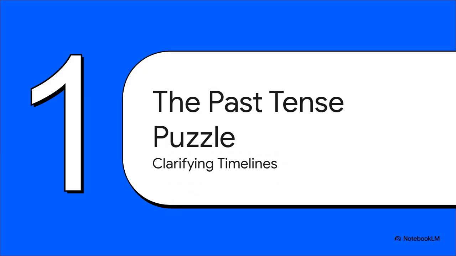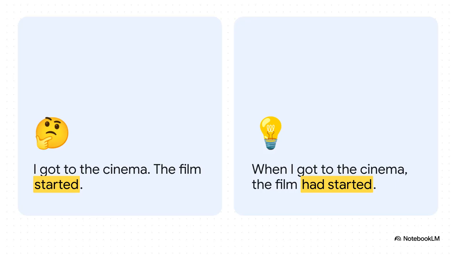You know that feeling when you're telling a story about something that happened, but the timing of events gets a little jumbled? It's a classic puzzle, but don't worry, grammar has a super elegant solution for us. Okay, take a look at these two sentences. On the left, I got to the cinema, the film started. It's fine, I guess, but it's kind of vague. Did they happen at the exact same time?